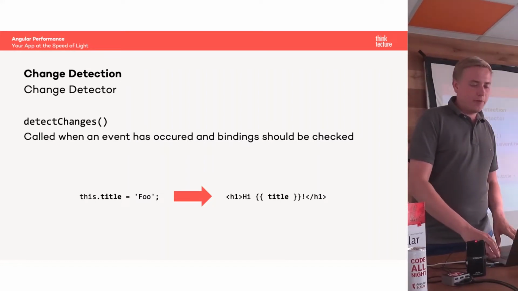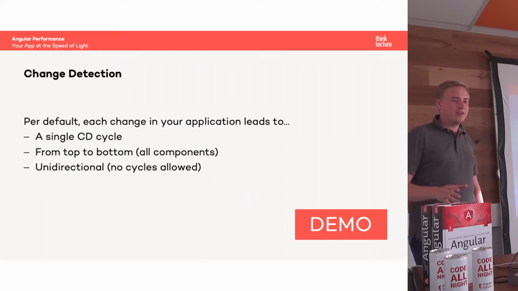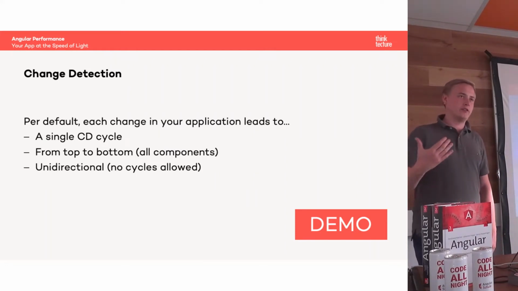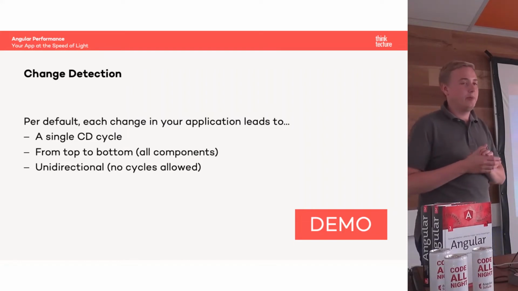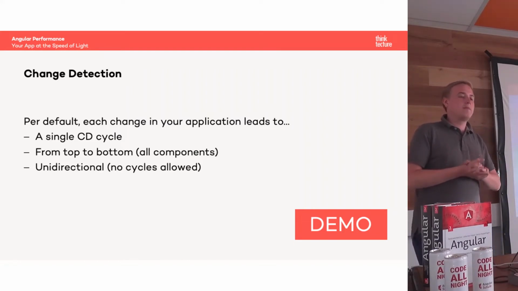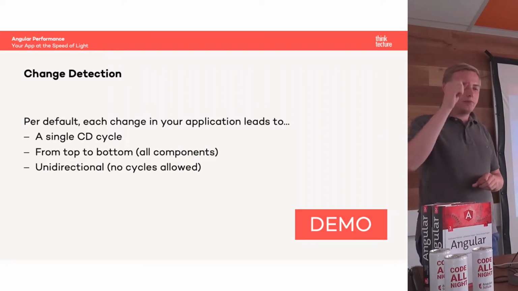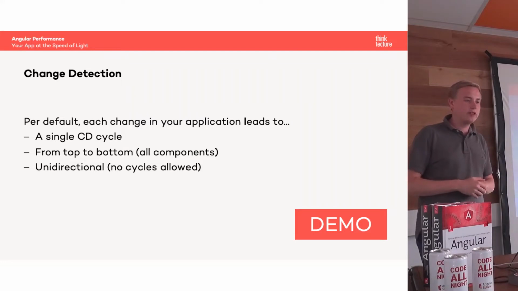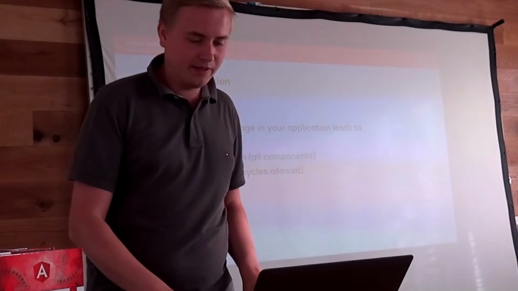Now, by default, each change in your application, whatever you do, leads to a change detection cycle. A single one. Mostly during development there will be two change detection cycles, but in production it will be one single change detection cycle for each change, again from top to bottom until we have checked all components and in one direction, so no cycles. That's the default behavior. And so what that means is the following. I have a little demo for you.